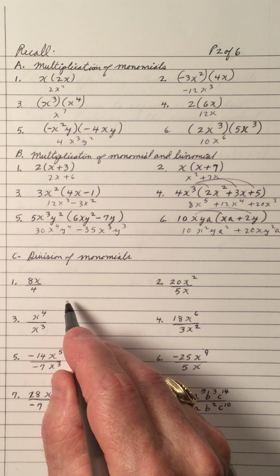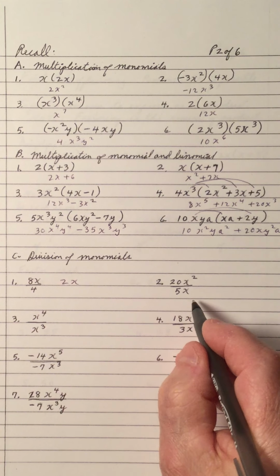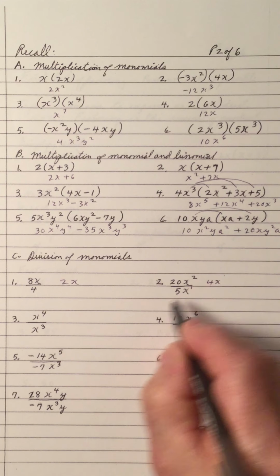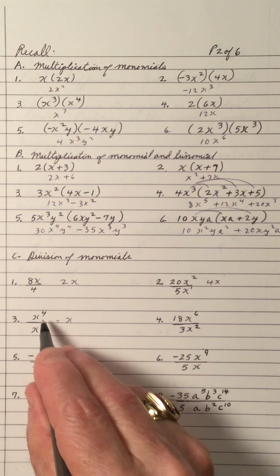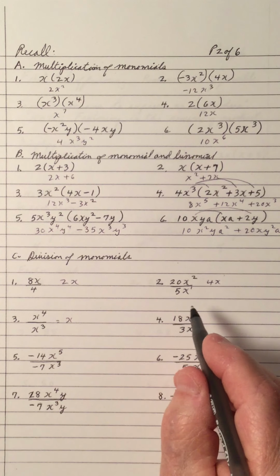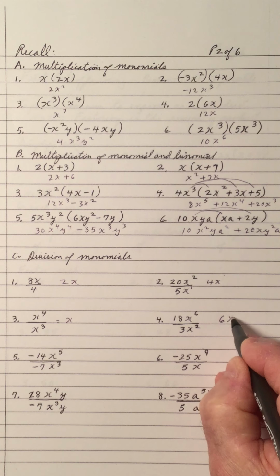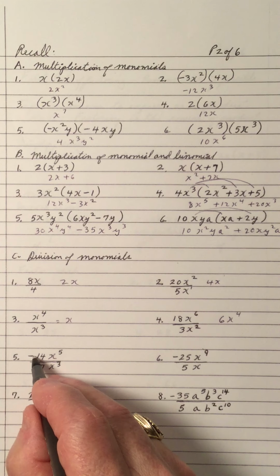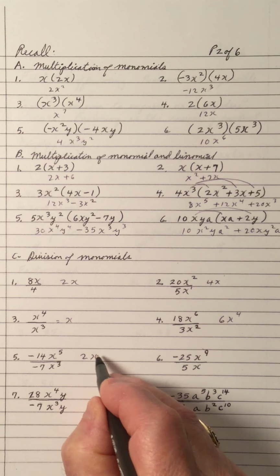Division is the opposite, so we subtract the exponents. 8 divided by 4 is 2, just an x. 20 divided by 5 is 4, so 2 subtract 1 is a 1. 4 subtract 3 is a 1, understood. When we divide, we subtract. When we multiply, we add. 18 divided by 3 is 6. 6 take away 2 is 4. Negative divided by negative is positive. 14 divided by 7 is 2. And we subtract 5, subtract 3 is 2.